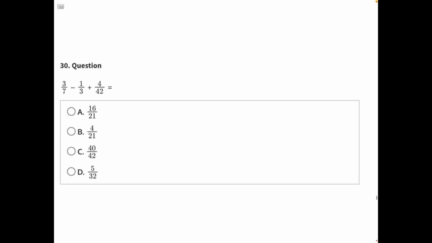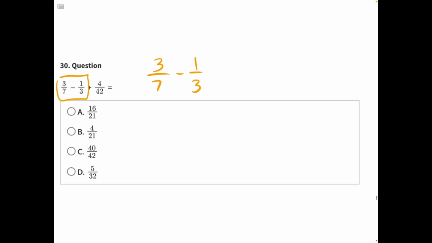3 over 7 minus 1/3 plus 4 over 42 equals. To solve this question, we need to find common denominators between all three of these fractions. Let's start by just isolating these two fractions first. 3 over 7 minus 1 over 3.